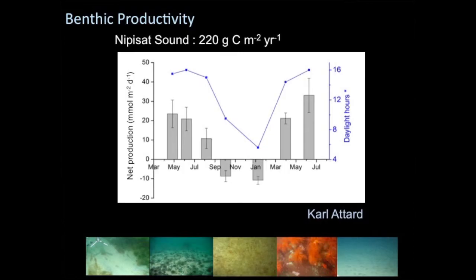We've done that seasonally, and you can see one seasonal study here from the same site, where there's a clear relation between the net primary production and the light availability. The integrated annual rate here is 220 grams of carbon fixed per square meter per year, and that's immense. It's very high and by far exceeds the pelagic production, underlining how important it is to include them.